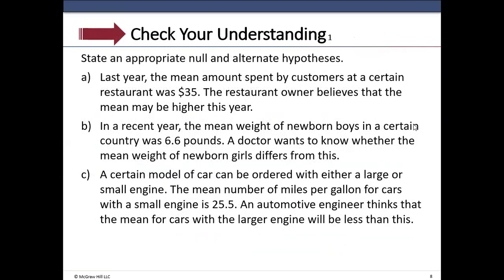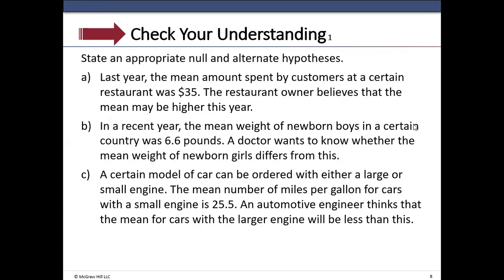State an appropriate null and alternate hypothesis. Last year, the mean amount spent by customers at a certain restaurant was 35. The restaurant owner believes that the mean may be higher this year. So the null hypothesis H sub 0 colon mu equal to 35. The restaurant owner believes that the mean may be higher. So H sub 1 colon mu greater than 35.